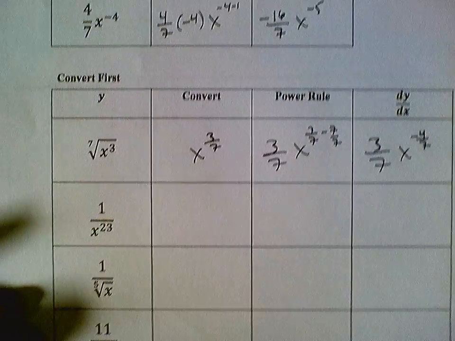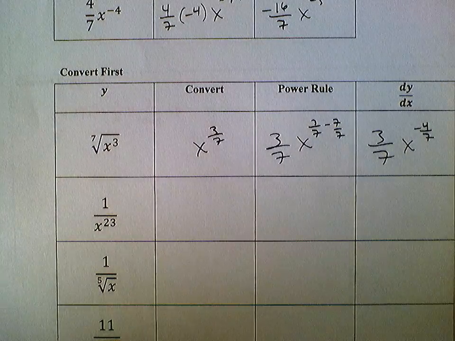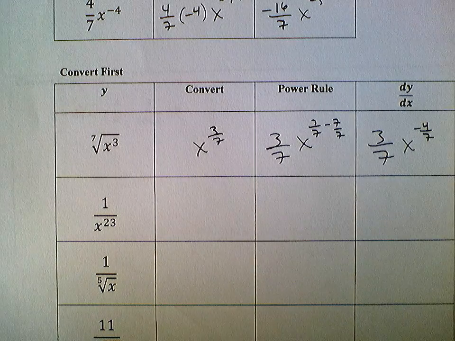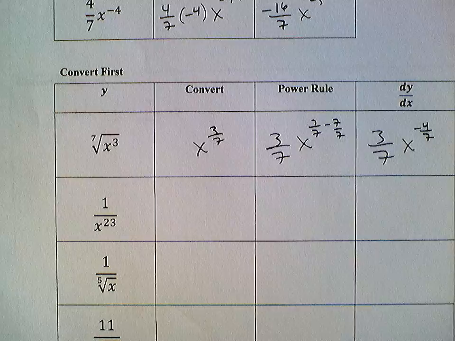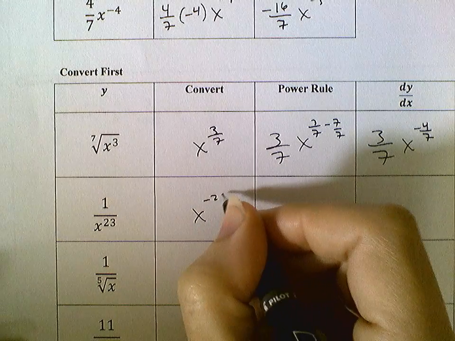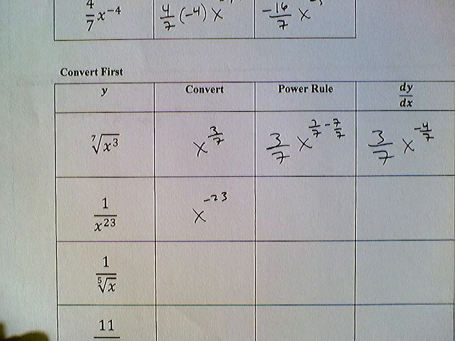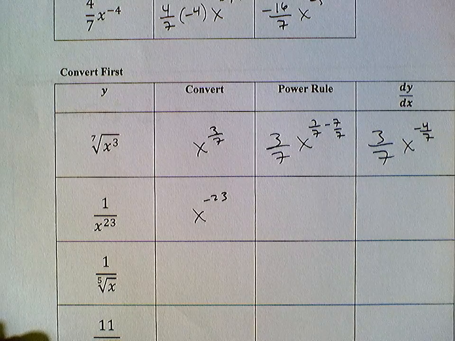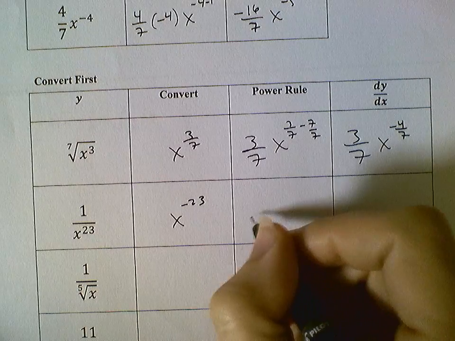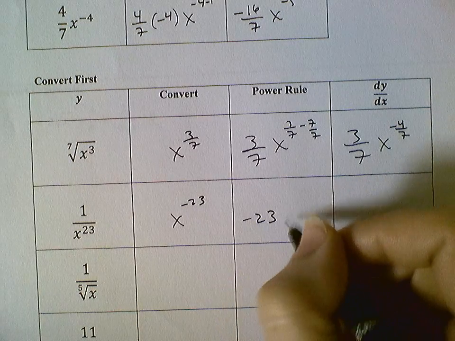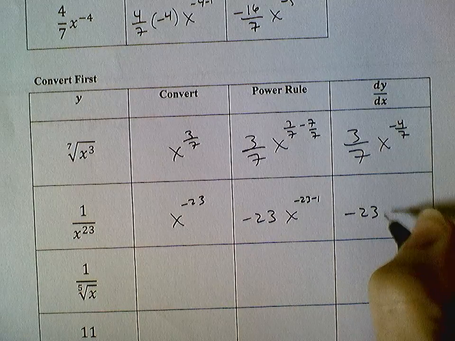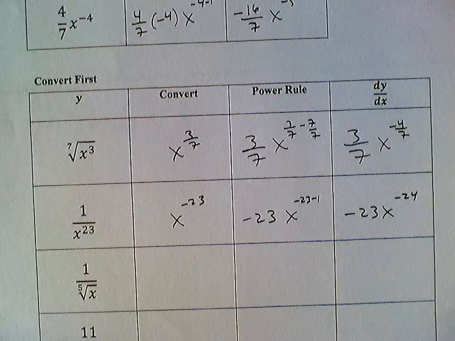Okay, here is another situation. I don't see right away that I can use the power rule, but then I ask myself, can this be converted to a power rule situation, ax to the n? And yes, it can if I make this observation. Okay, 1 over x to the 23rd is the same as x to the negative 23rd. And now I could use the power rule. So this is negative 23x to the negative 23 minus 1, negative 23x to the negative 24.